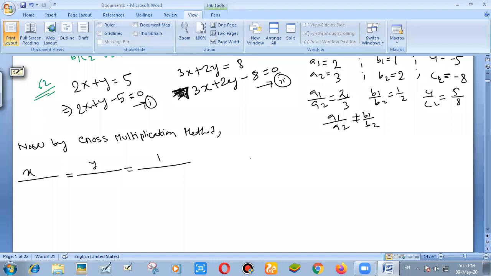So what is the coefficient b1? We have already written 1, then b2, 2, then c1. What is the value of c1? Minus 5. So I wrote minus 5. Then c2, minus 8. Then I wrote the coefficient of x, that means a1, 2, a2, 3. Then I wrote again the coefficient of y, that means b1 and b2. Clear about this?